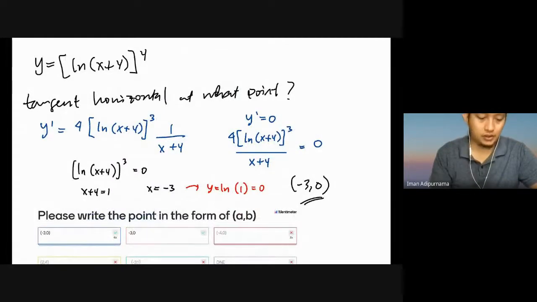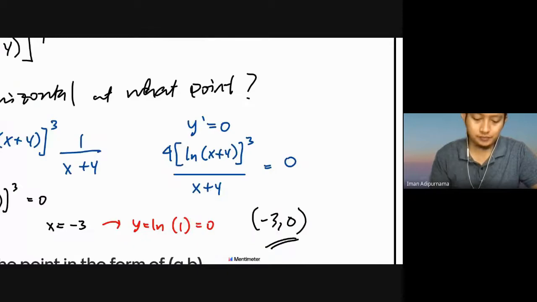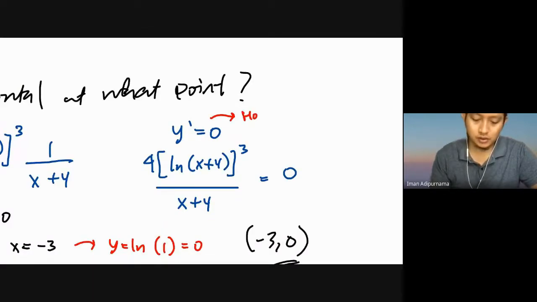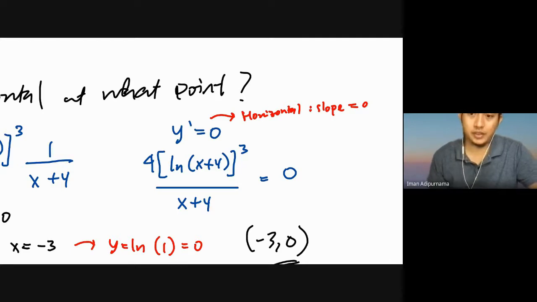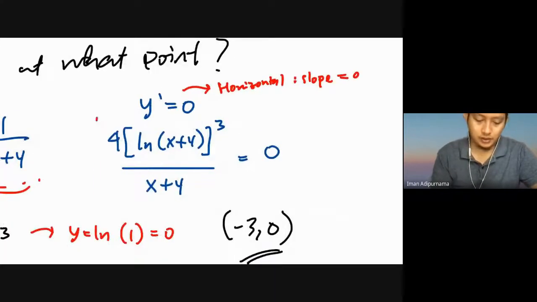Now we have the third question. We have a function or curve. And the question is asking at what point the curve will have a horizontal tangent. Okay, first, the idea is to find the derivative. This is the first derivative. And then horizontal is when the slope is 0. Slope is equal to 0, or y prime is 0, or the first derivative is 0. So we need to set this whole thing here, the first derivative, equal to 0 here, okay?